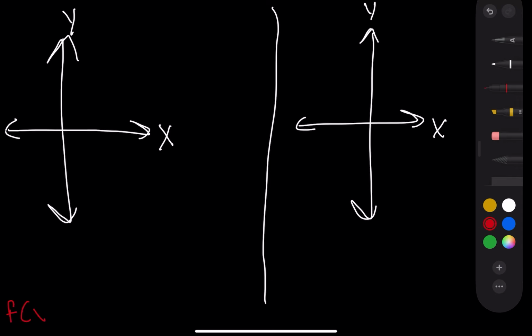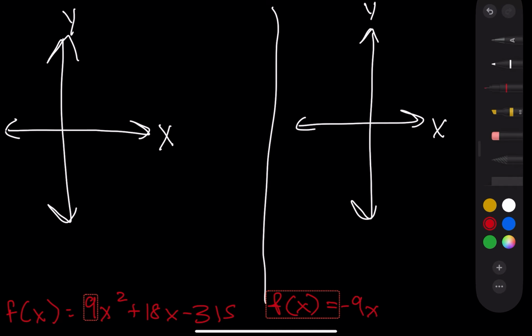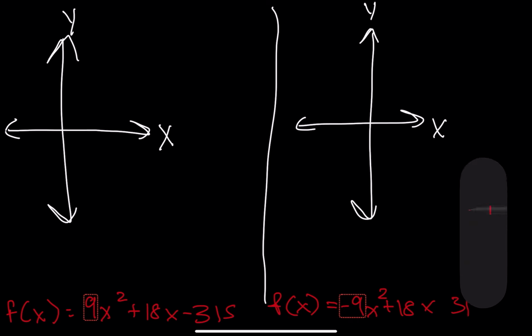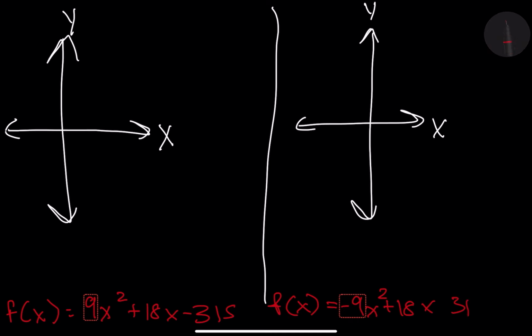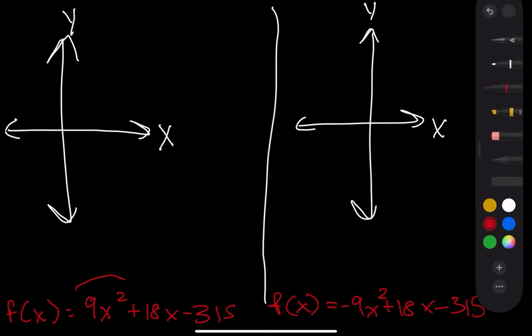So f of x is equal to 9x squared plus 18x minus 315. And this one over here is going to say f of x is equal to negative 9x squared plus 18x minus 315.